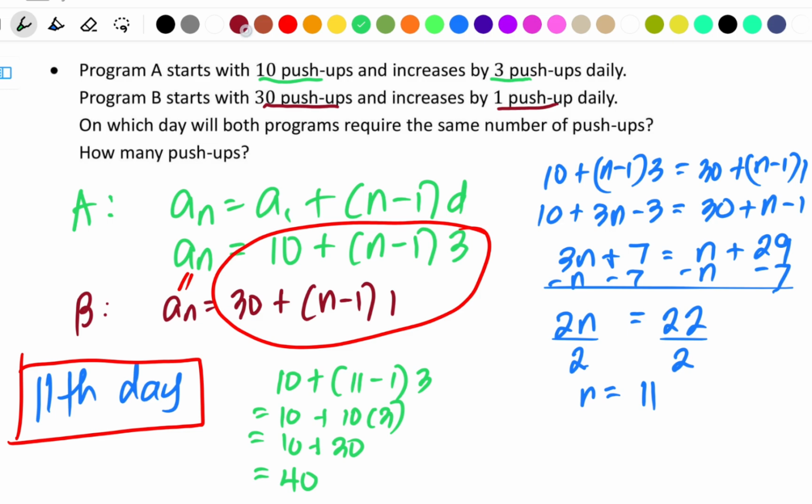Let us check if it's the same with program B. So for program B, that is 30 plus n, n is 11, minus 1 times 1. So 30 plus 10, which is also 40. So on the 11th day, both of them will have 40 push-ups.